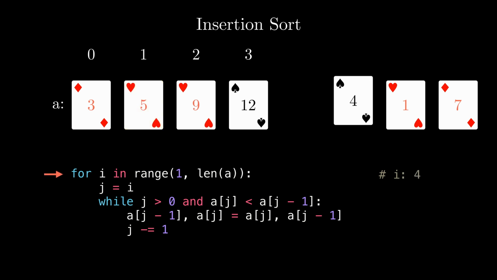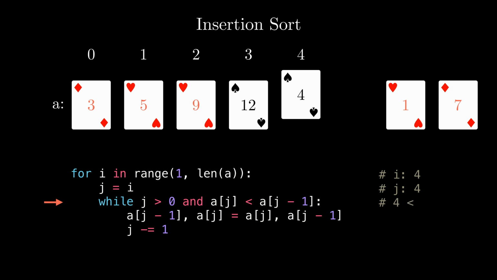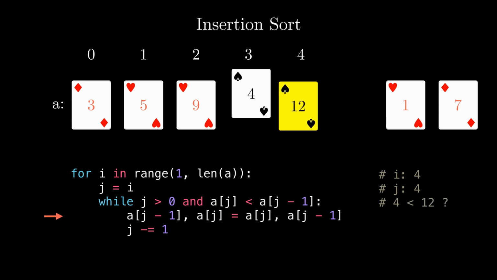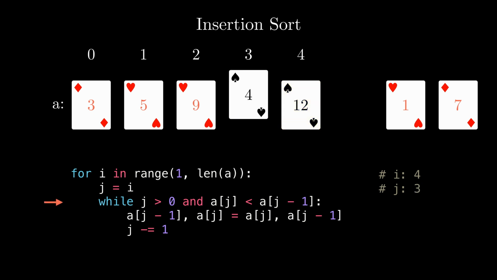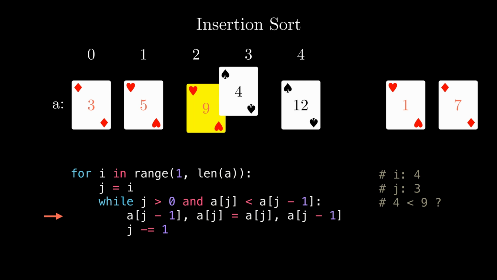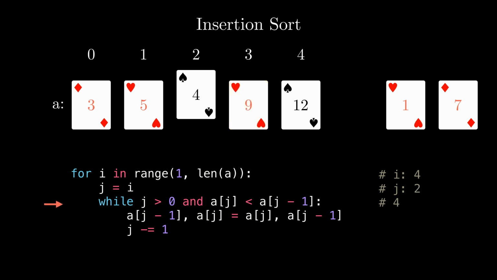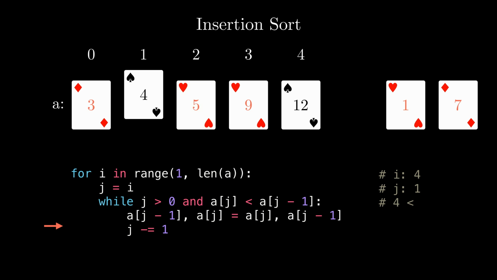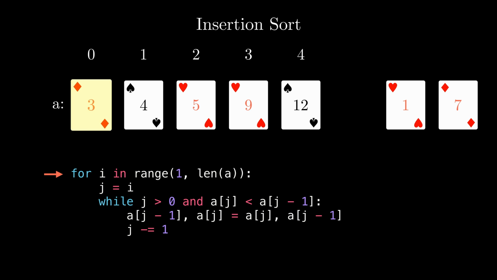In the next iteration, we will start by comparing 4 and 12. As 4 is smaller, we will swap them. After which, we will compare 4 and 9. As 4 is smaller, we will swap them again. Moving forward, we will compare 4 and 5. As 4 is smaller, we will swap 4 and 5. We will finally compare 4 and 3, and as 4 is not smaller than 3, we will stop the while loop. Notice that we already have 5 sorted cards in our hands and 2 more to go.